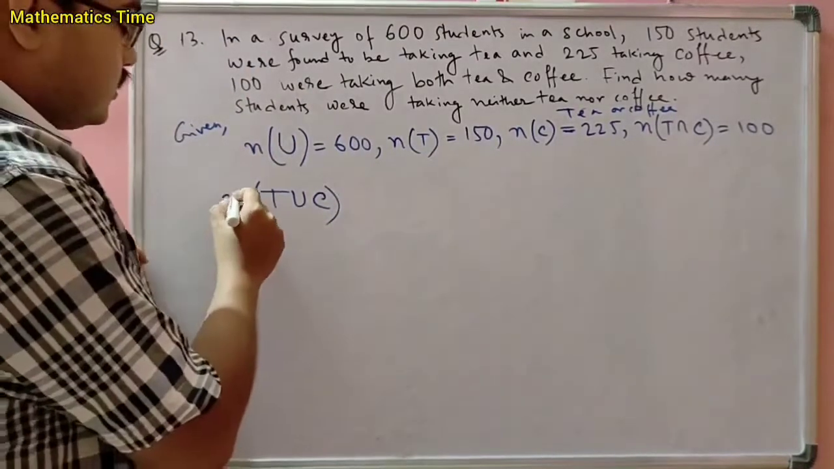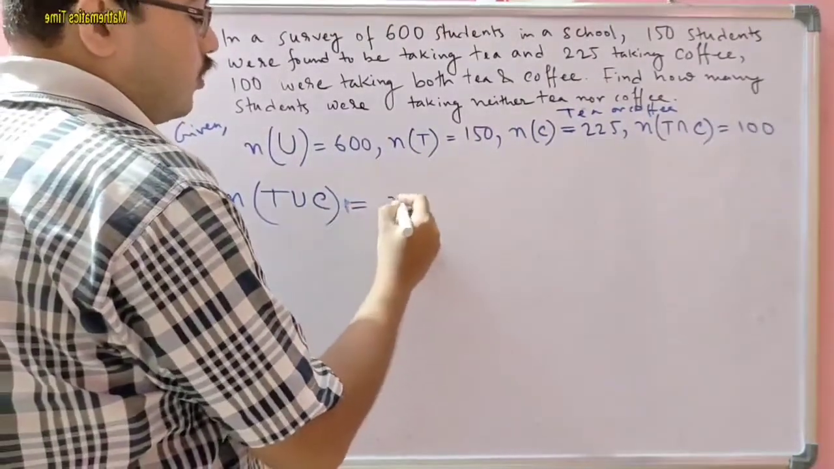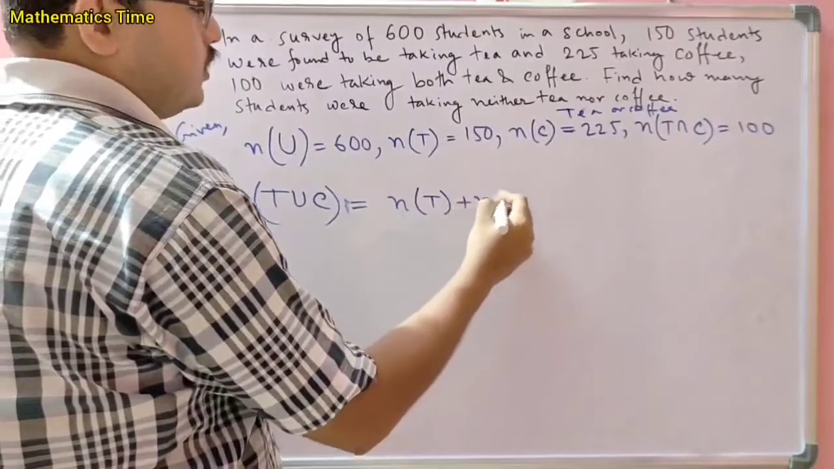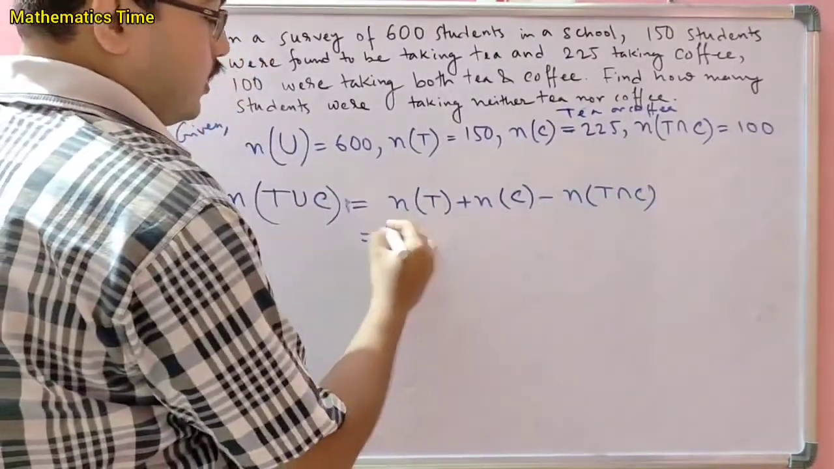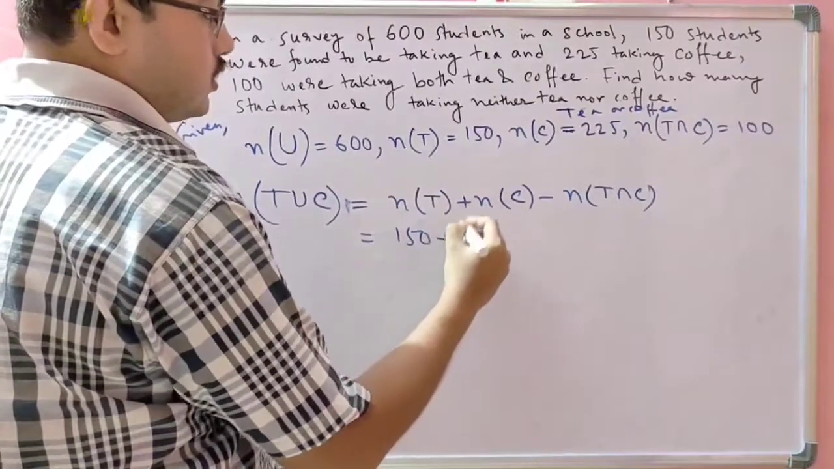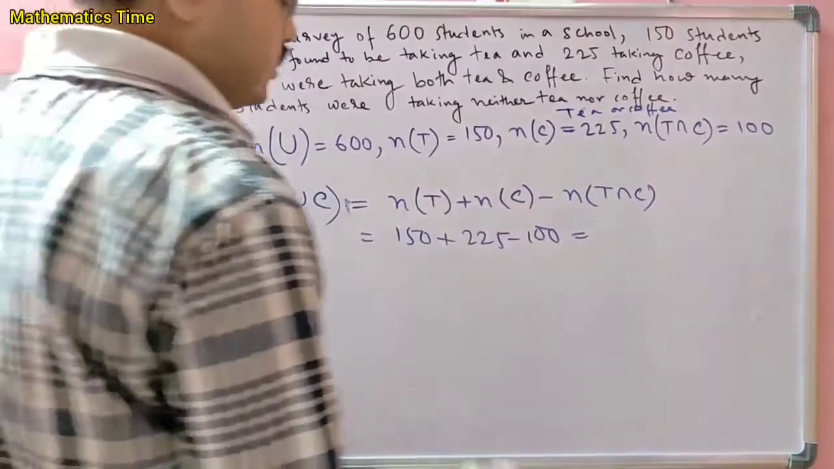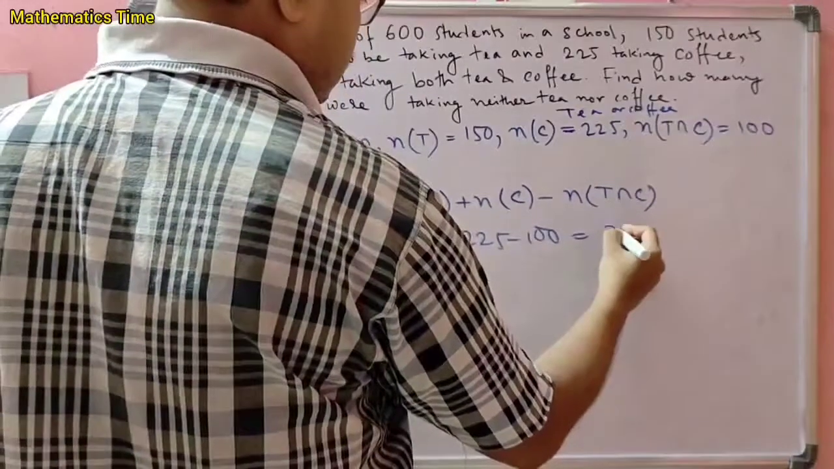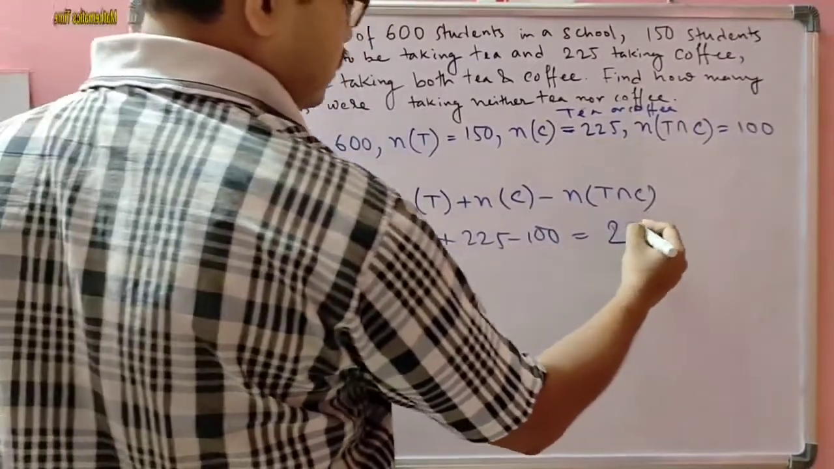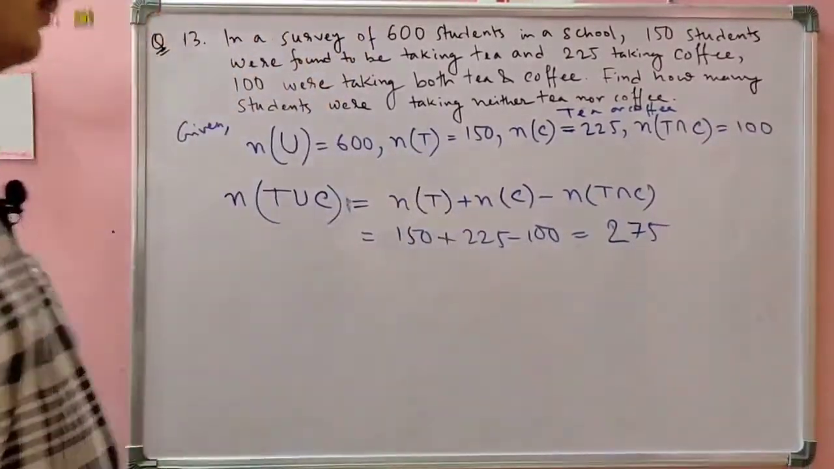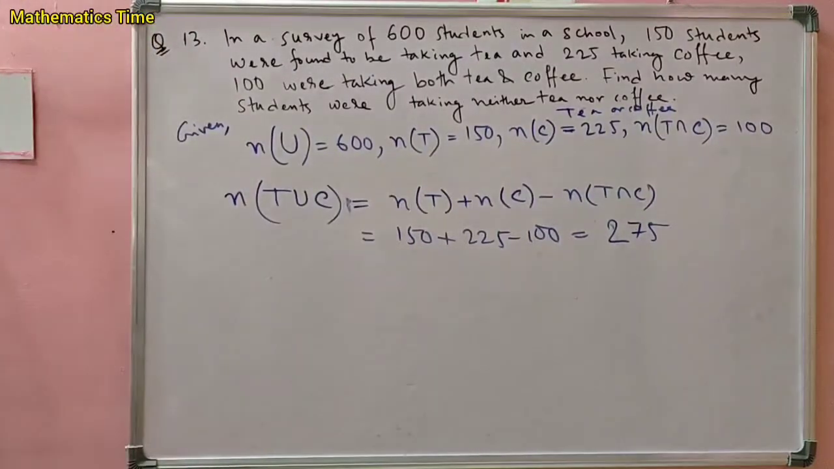So the number of elements in T union C, by the formula, is equal to n of T plus n of C minus n of T intersection C. We are putting the values. This is 150, this is 225, and this is 100. So we can calculate this. 225 minus 100 is 125, 125 plus 150 is 275.